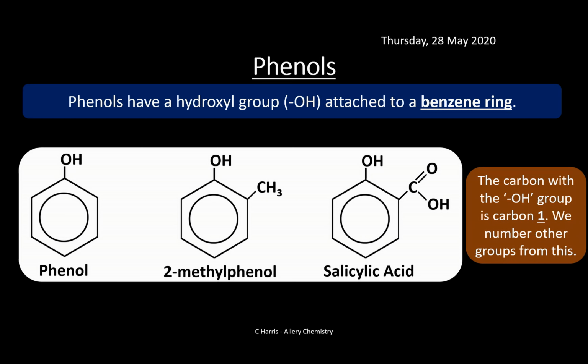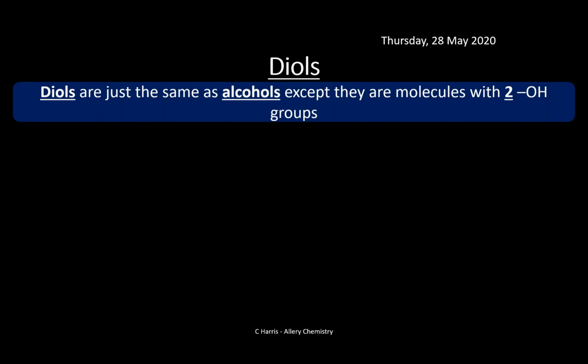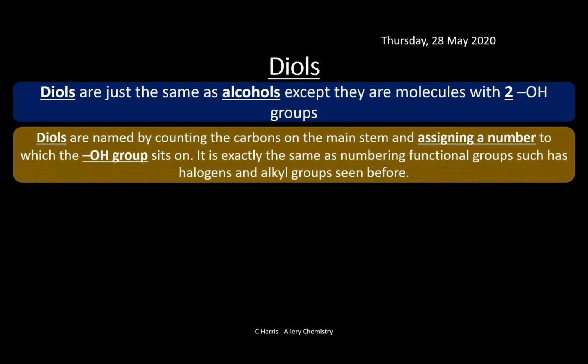Another type of molecule, similar to a phenol, that has an OH group, is diols. Diols are just the same as alcohols, except they are molecules with 2 OH groups attached instead. Diols are named by counting the carbons on the main stem and assigning a number to which carbon the OH group sits on. It's exactly the same as numbering functional groups with halogenoalkanes or alkyl groups, so we number it in the same way.